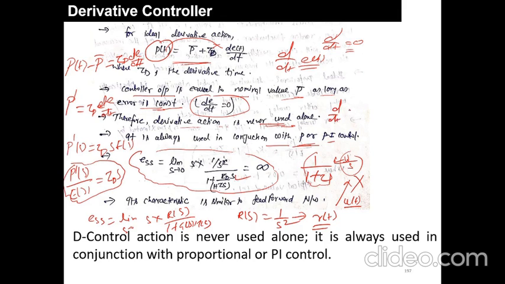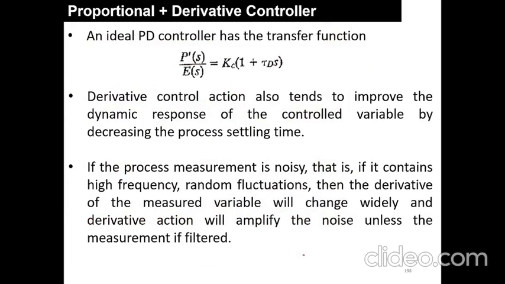By differentiating the step, it will produce an impulse, and the impulse will jerk the system and it will destroy the system, and therefore we are not using it. Therefore the derivative control action is never used alone, and it is used with some proportional or PID controller, right?